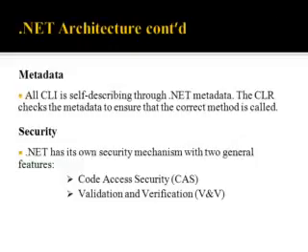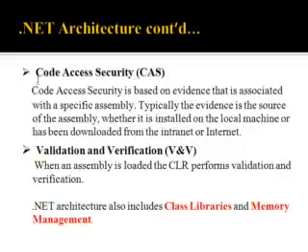.NET has its own security mechanisms with two general features. They are code access security and validation and verification. First one is the code access security, CAS. Code access security is based on evidence that is associated with a specific assembly. It uses evidence to determine the permission granted to the code.